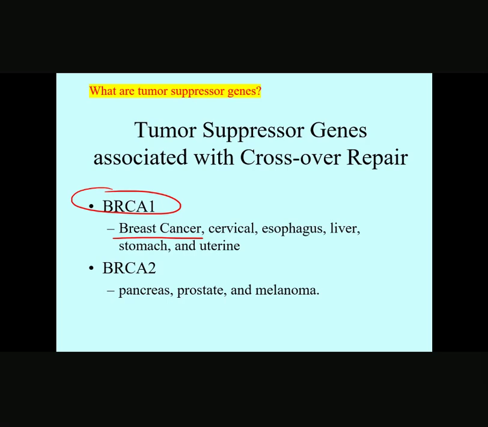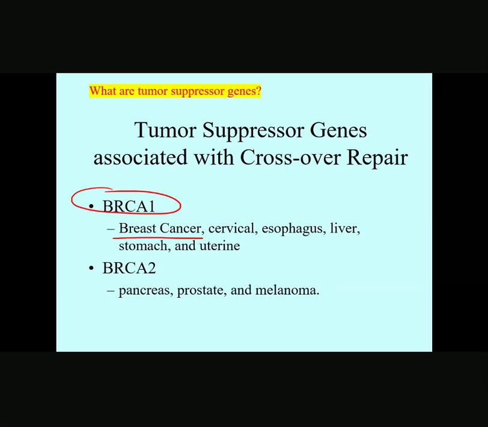So if the BRCA1 gene is working fine, you're good. But if the BRCA1 gene is defective, there's a very high probability of developing breast cancer over your lifetime. Right? And preemptive surgery has been common in people who have this BRCA error. But it's also associated with cervical, esophagus, liver, stomach, and uterine cancer.